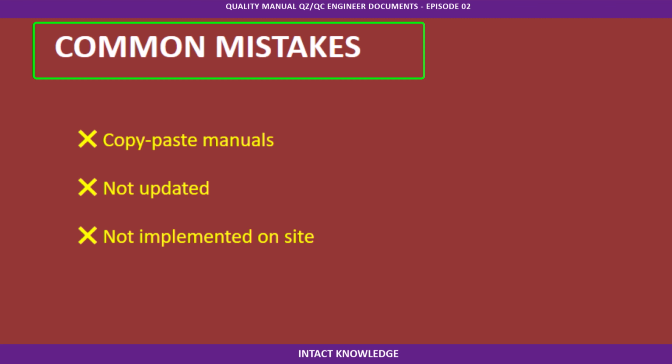Common mistakes. The following are the common mistakes: copy-paste manuals, not updated, not followed on site. One common mistake is copying quality manuals from other companies without implementation. A quality manual must be practically followed, not just documented.